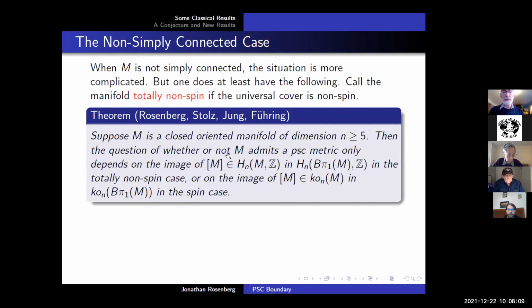This said that the answer to this positive scalar curvature question should only depend on the image of the fundamental class in either the homology of the boundary in the totally non-spin case, the oriented totally non-spin case, or the image in little KO_n of the classifying space of the boundary in the spin case.